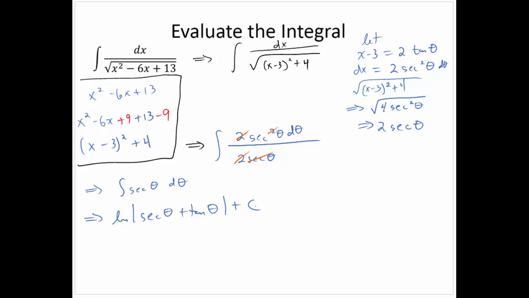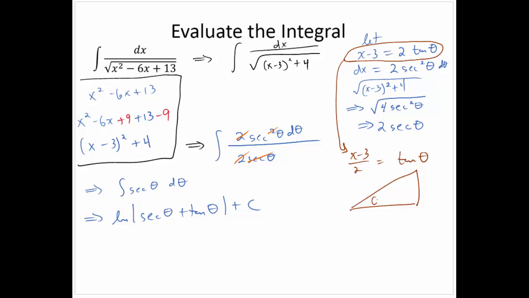All right, now we have to get this back in terms of x, so we have to get rid of that secant theta and that tangent theta, so we have to talk about what is the theta. All right, so if x minus 3 is 2 tangent theta, then x minus 3 over 2 is tangent theta. There's my theta, so x minus 3 over 2. And with a little bit of work, we can find that then this side of the triangle is the square root of x minus 3 squared plus 4. Amazing, isn't that?